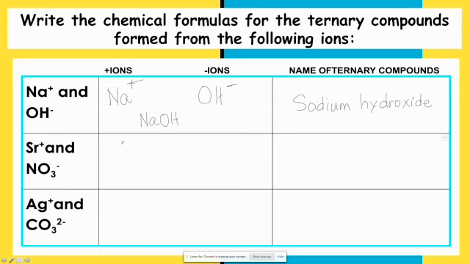Now this one is strontium, plus 1 charge, and then NO3 negative 1. So it's simple also because you have 1 atom of strontium to balance 1 atom of nitrate. So it's simply SrNO3. Okay, so this is strontium nitrate.